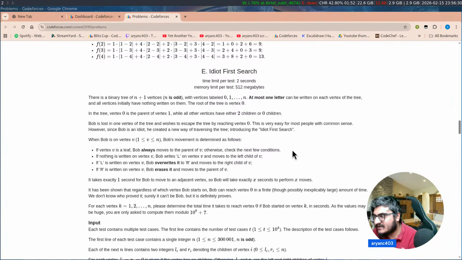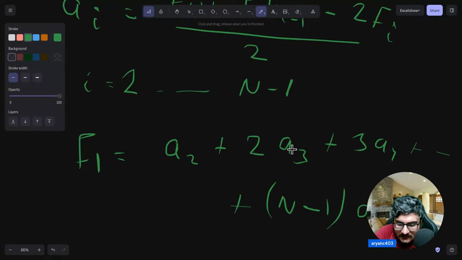It takes exactly 1 second for Bob to move to an adjacent vertex, so Bob will take exactly k seconds to perform k moves. It can be shown that regardless of which vertex Bob starts on, Bob can reach 0 in a finite number of moves, possibly very large. We don't know who proved it, but surely it can't be Bob, but it's definitely proven. Now we have to find, for each vertex, how much time it takes to reach 0. So let's see how the procedure looks like.